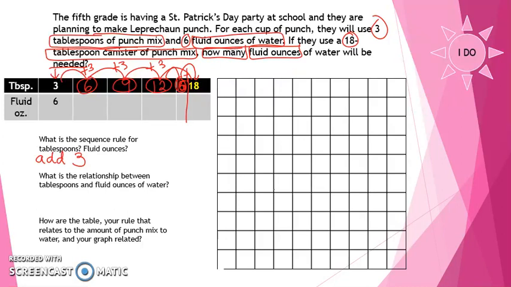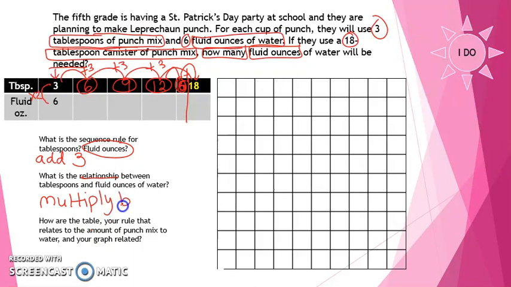Okay, so now let's go ahead and fill in the relationship. Okay, so the relationship between the tablespoons and fluid ounces. I'm going to come back to the sequence rule. Okay, the relationship between the 3 and the 6, we need to think to ourselves, what can I multiply the 3 by to get to 6? Well, we know that we're going to be multiplying by 2.